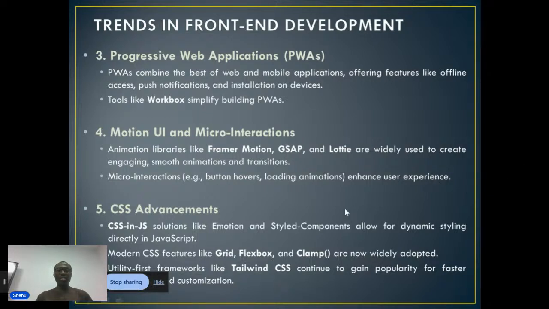So next we have CSS advancement. Like we mentioned, CSS is used to style and beautify your website. However, for that too, there have been enhancements. There are different versions of CSS because there are upgrades. You know, they keep changing, upgrading, improving, and all that. That's one beautiful thing about the IT industry and technology. So CSS-in-JavaScript solutions, like Emotion and Styled Components, allow for dynamic styling directly in JavaScript. Modern CSS features like grid, flexbox, and clamp are now widely adopted.